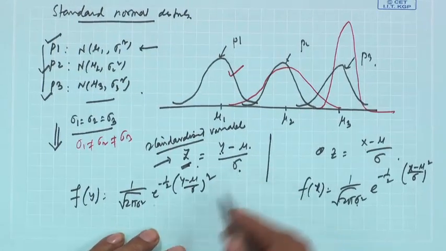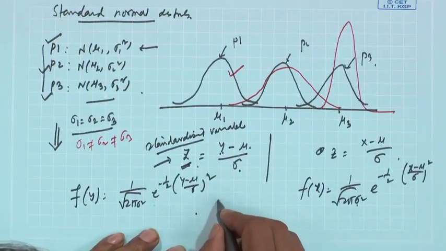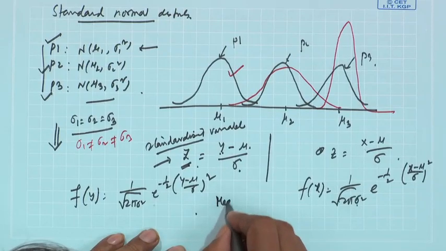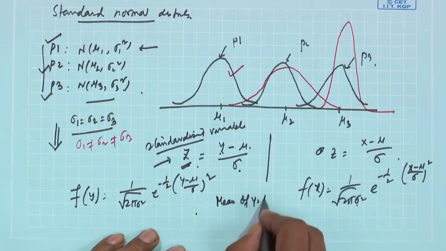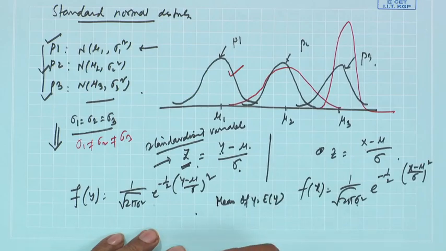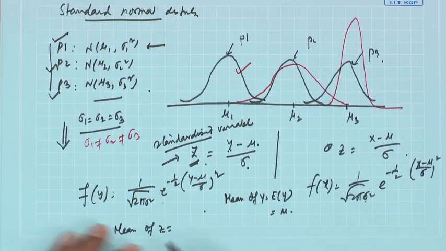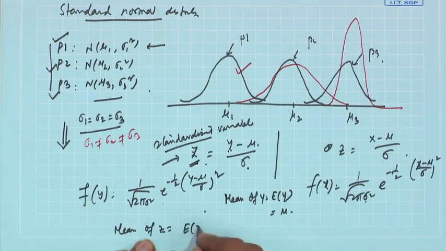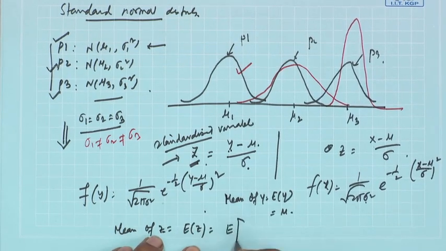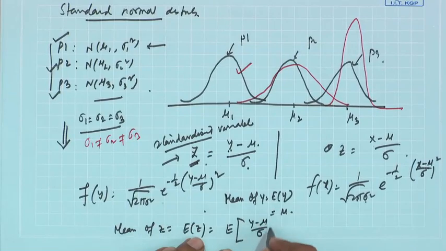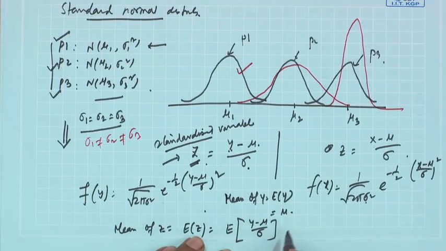Now, we all know the mean of y, the expected value of y, which is nothing but mu. Then, if I want to know the mean of z, so what will you write? Expected value of z. That means the expected value of z is nothing but the expected value of y minus mu by sigma. Now, sigma is constant, so it will come out.